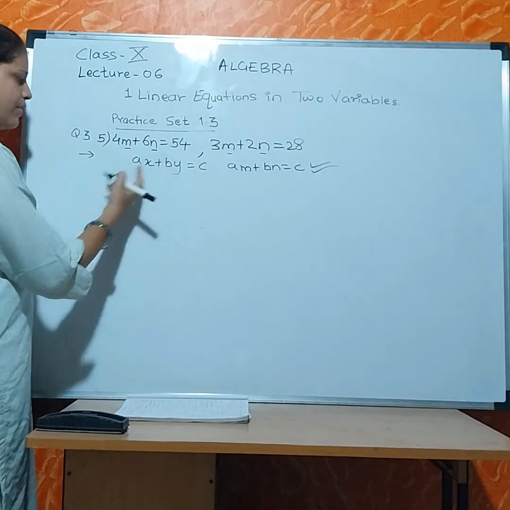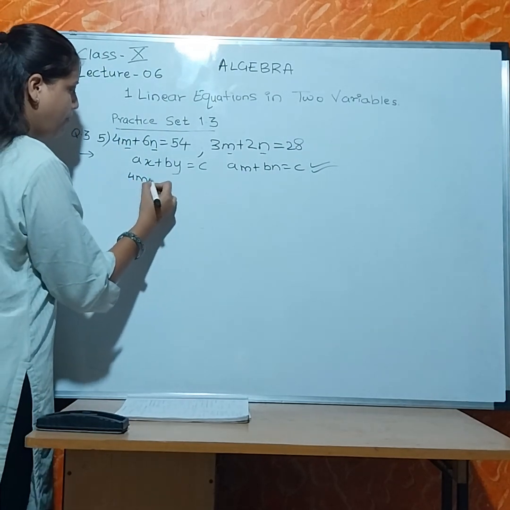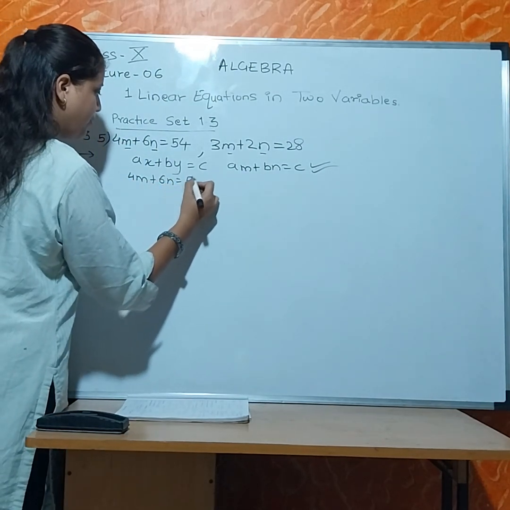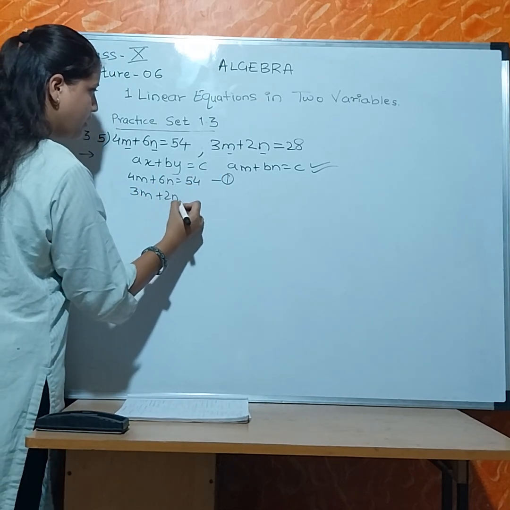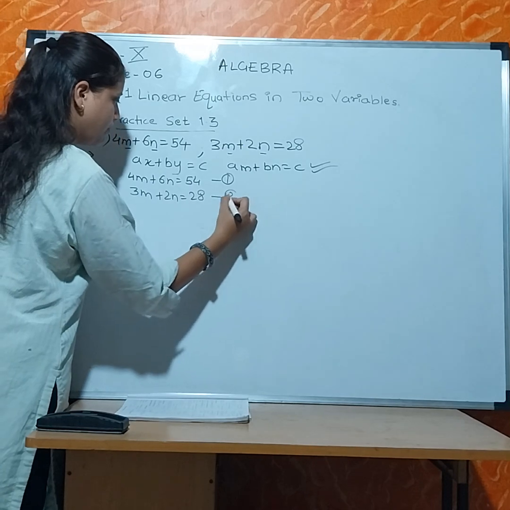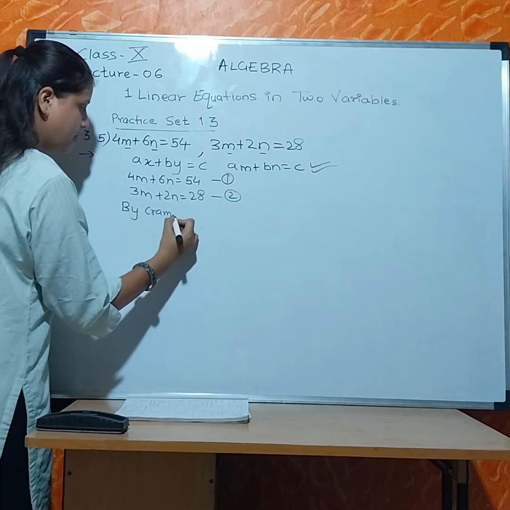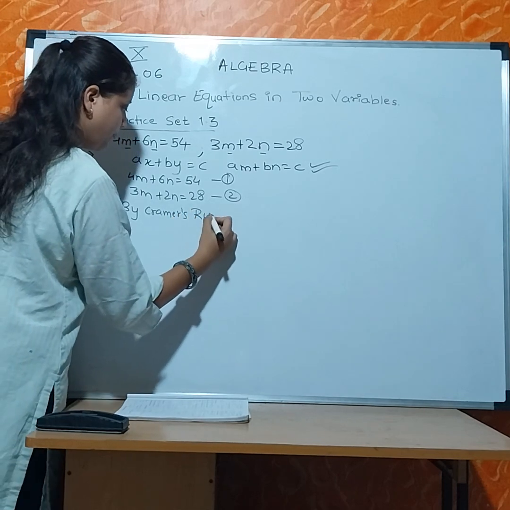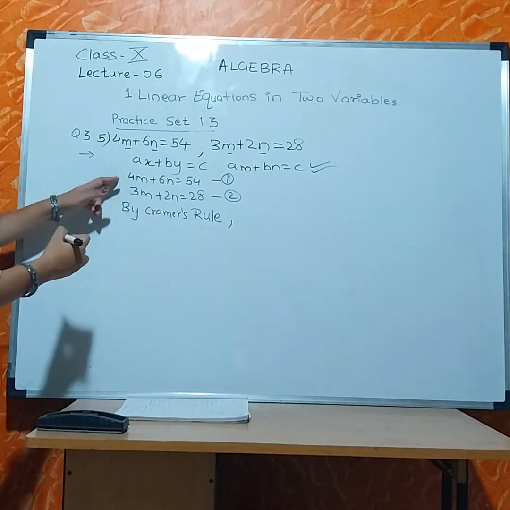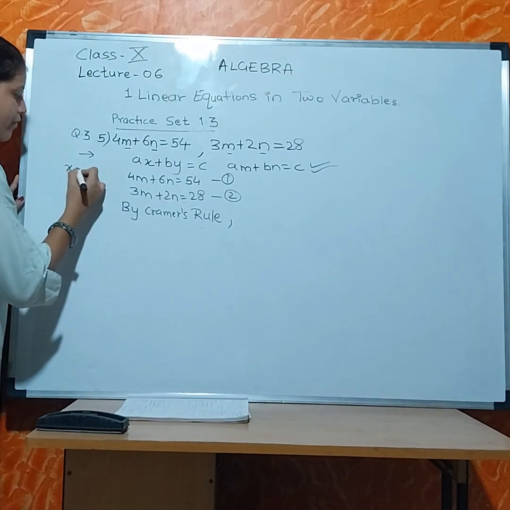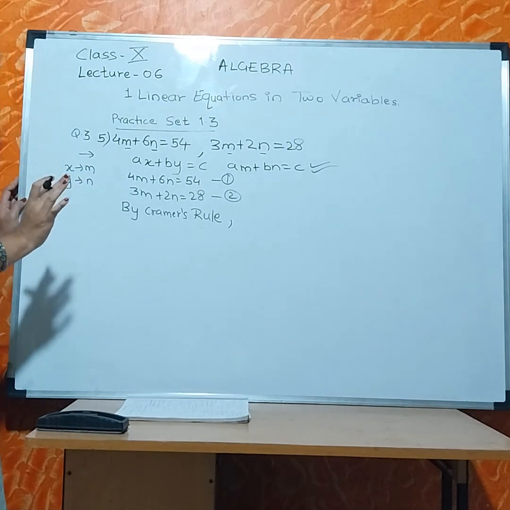So we will solve this by which rule? By Cramer's rule. So 4m plus 6n is equal to 54. This is equation number 1. 3m plus 2n is equal to 28, equation number 2. To solve this equation by which rule? Cramer's rule. Now first of all, understand that in place of x it is m and in place of y it is n. This is clear?